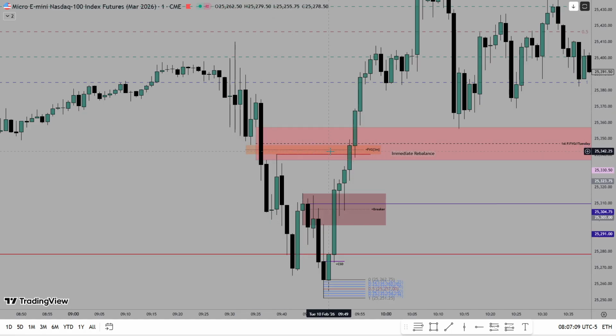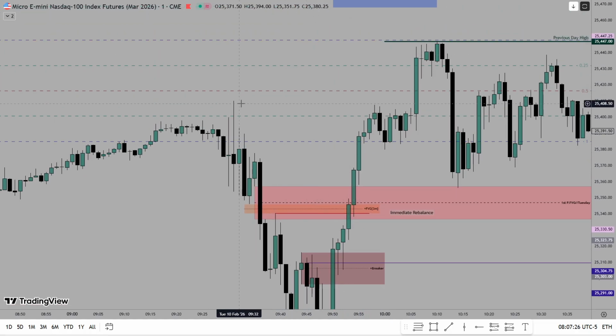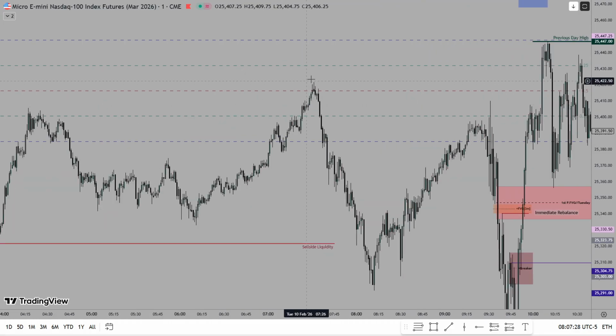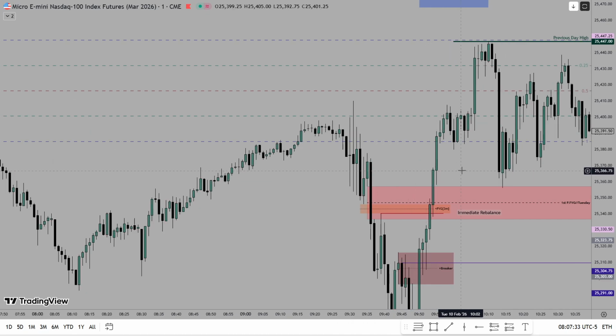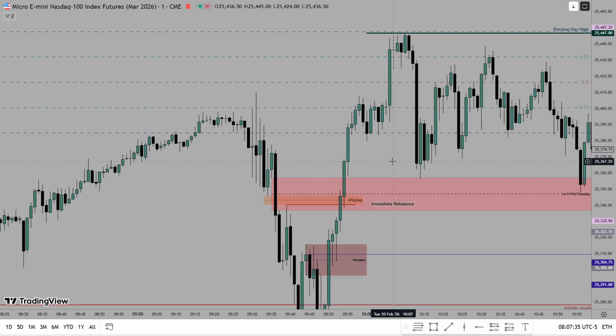Then when price closed above this 3 minute SVG, I executed my trade right here at the opening price of this candle, 9:52, inside the 9:50 to 10:00 macro. My draw was this one, sorry, this one, the consequent encroachment of the opening range gap of the previous day. So I executed it here and closed my position right here.